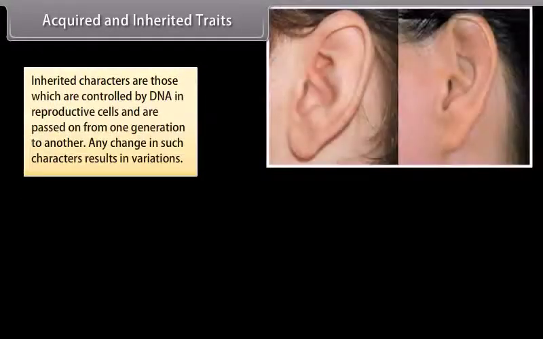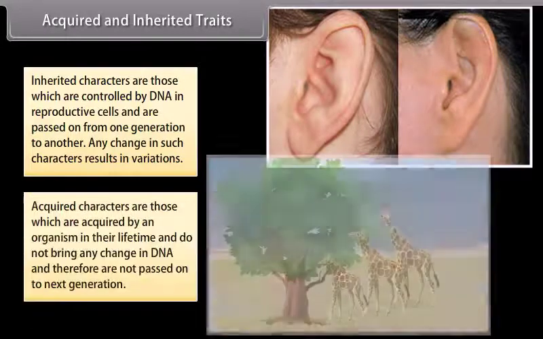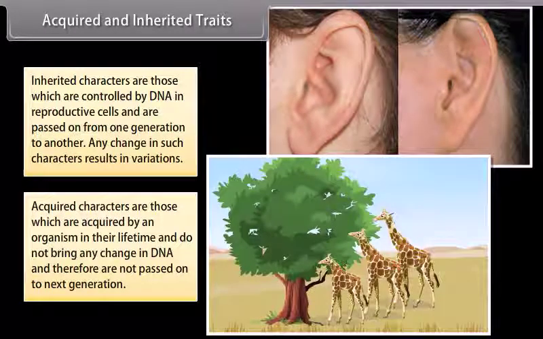Acquired and inherited traits. Inherited characters are those which are controlled by DNA in reproductive cells and are passed on from one generation to another. Any change in such characters results in variations. Acquired characters are those which are acquired by an organism in their lifetime and do not bring any change in DNA, and therefore are not passed on to the next generation.